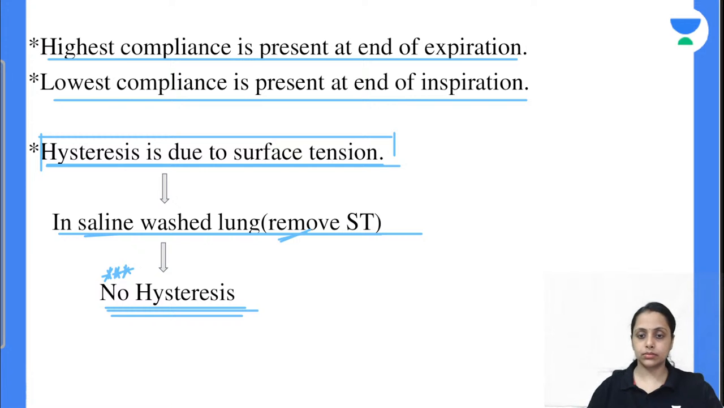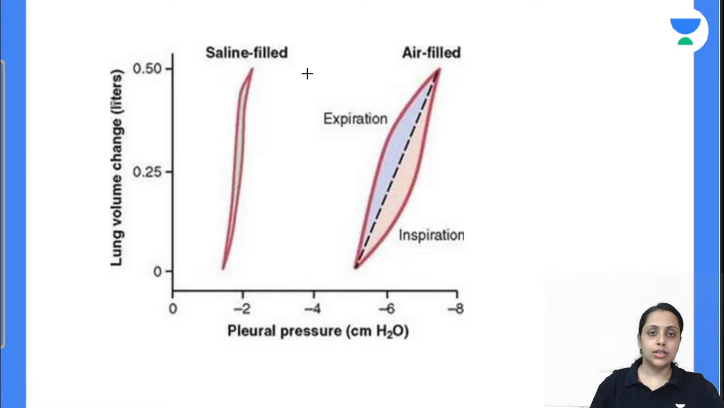So moving further, this is the diagram. This is the air filled lung where we are seeing this hysteresis is there, and this is the saline filled lung where there is no hysteresis.